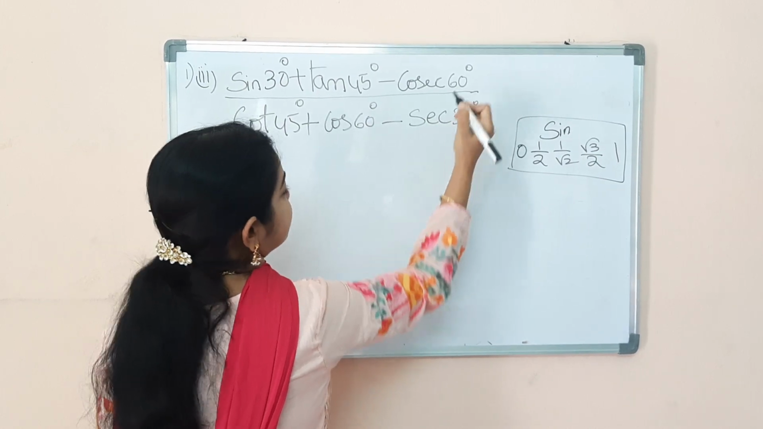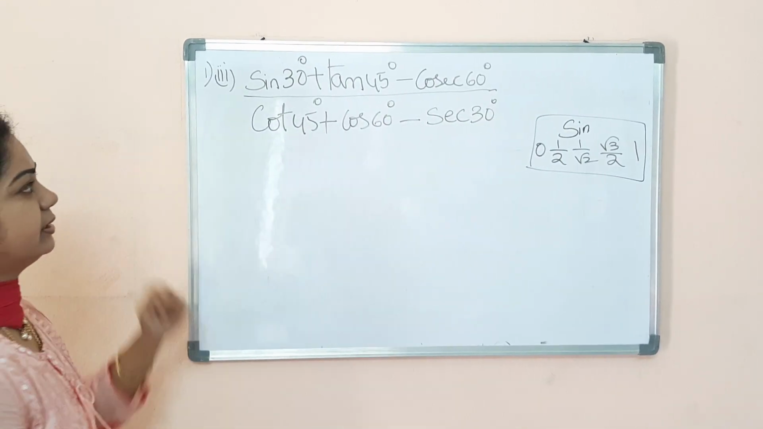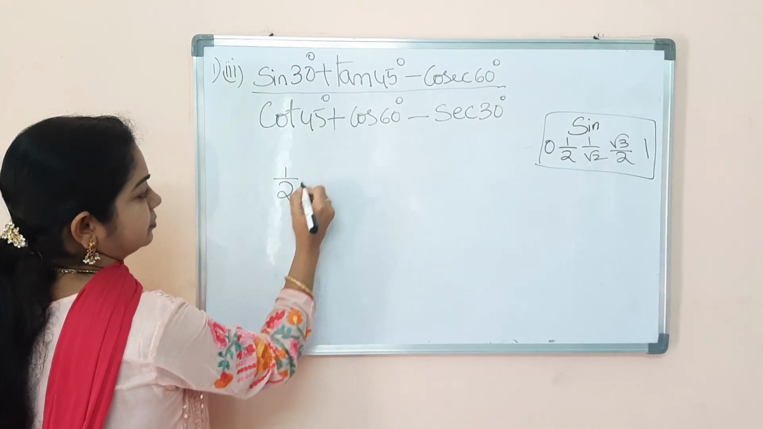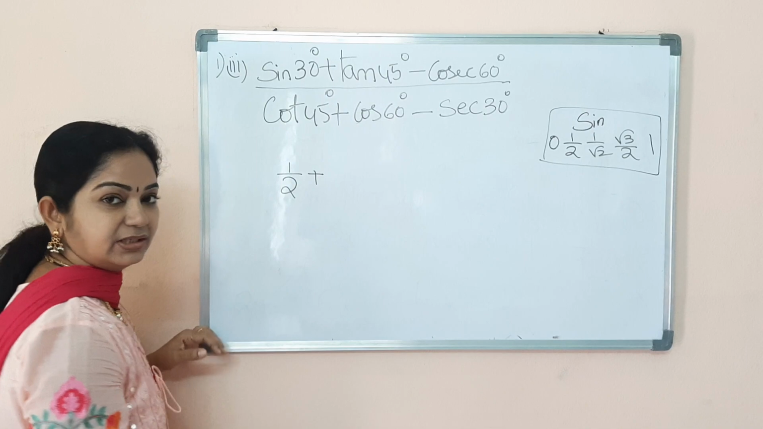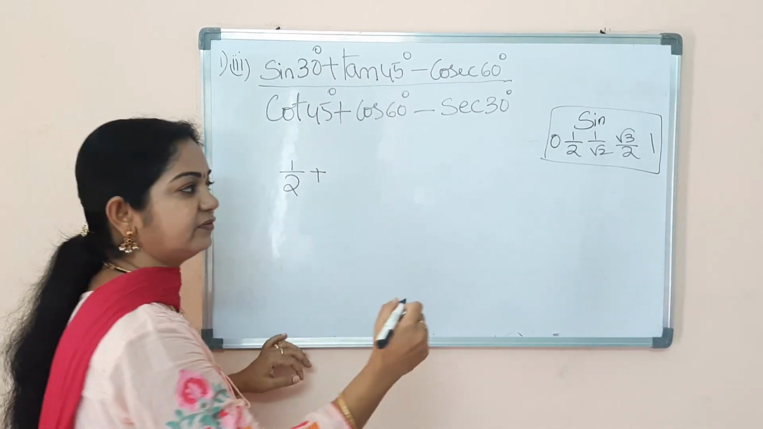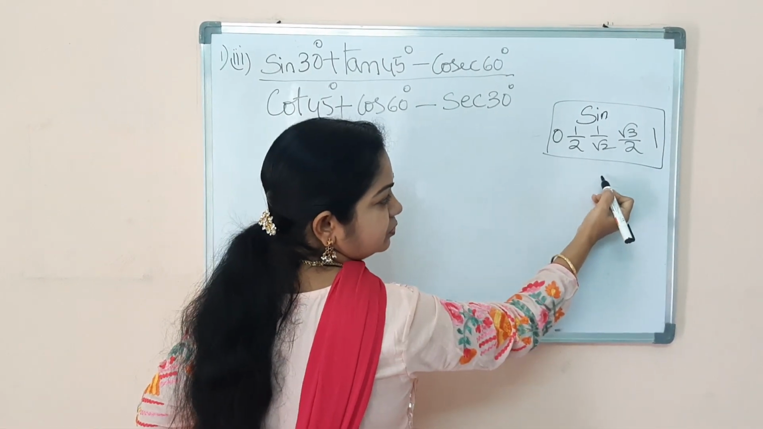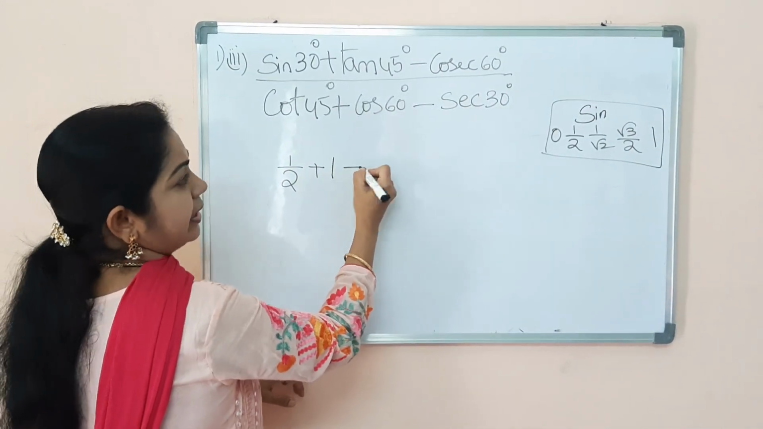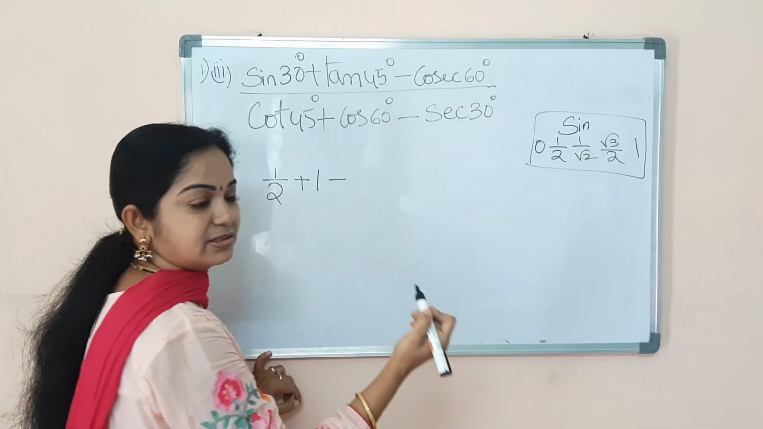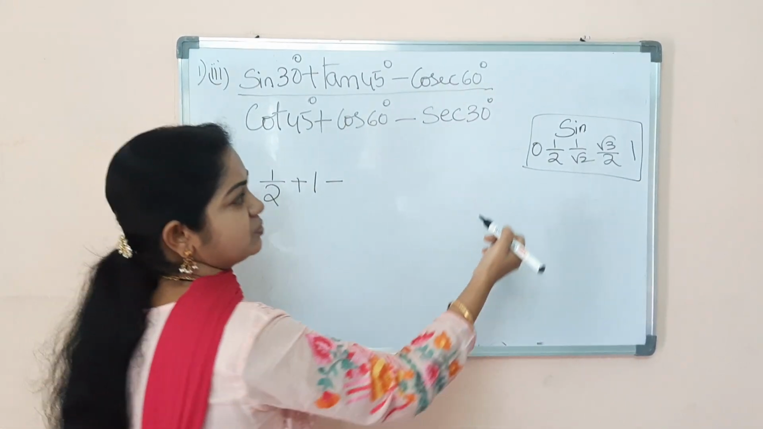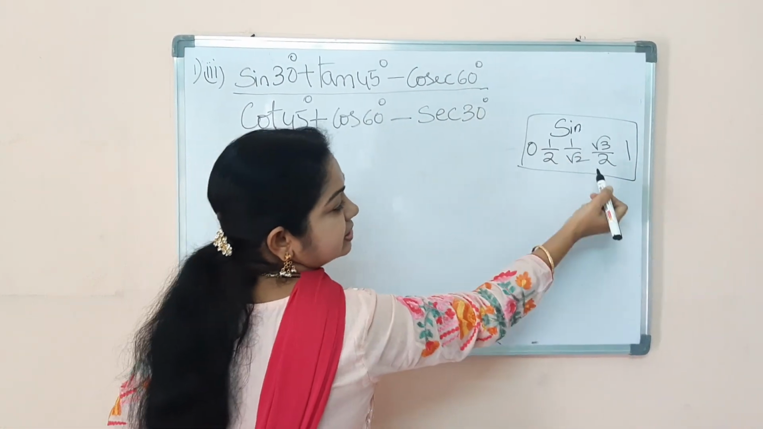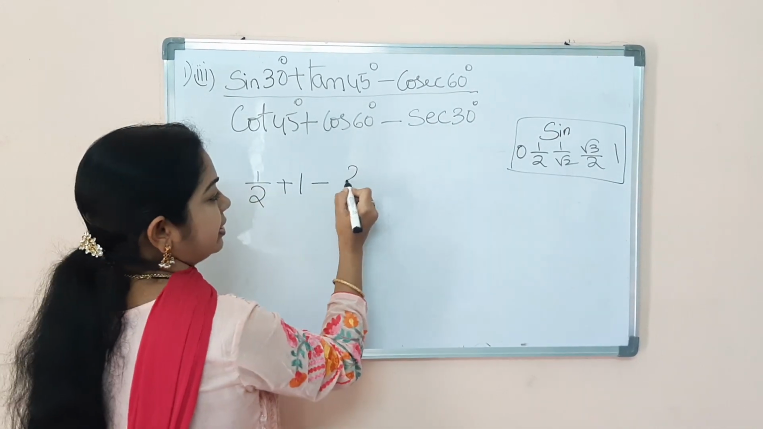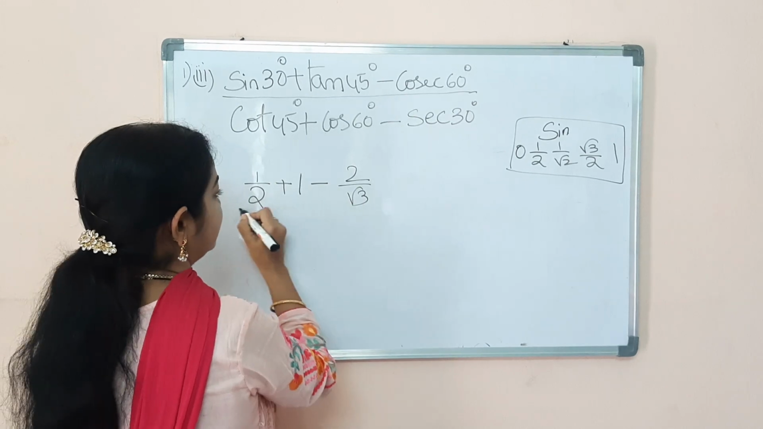This is a problem in exercise 11.2. Here, I'll find out sin 30. We know it is 1 by 2. Tan 45 is sin 45 by cos 45. That means sin 45 is 1 by root 2, 1 by root 2, we cancel it. It comes to 1 minus cosecant 60, the reciprocal of sine. That means 1 by sine 60. Sine 60 is root 3 by 2. So the reciprocal means 2 by root 3.